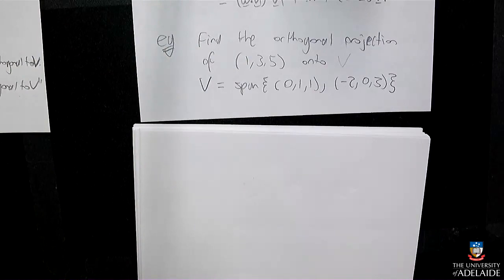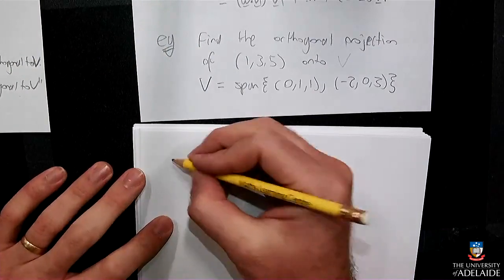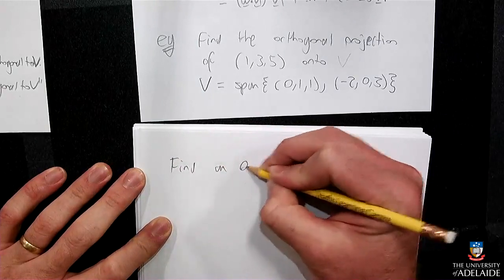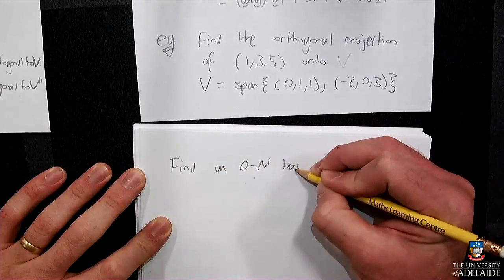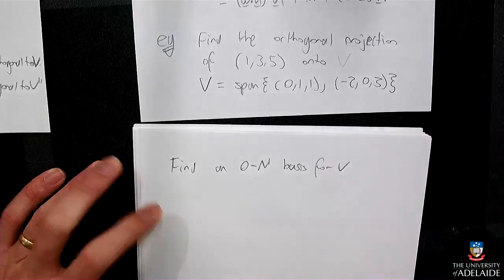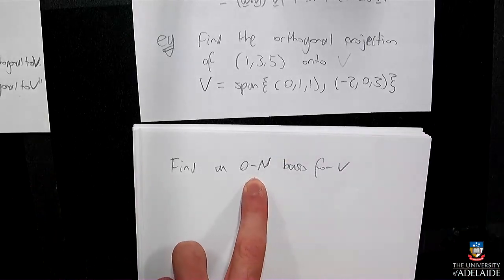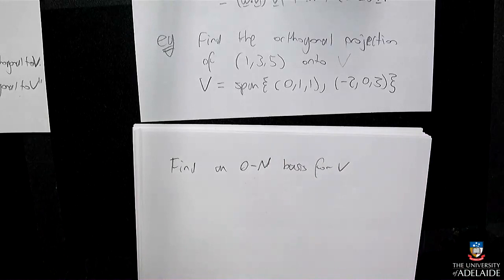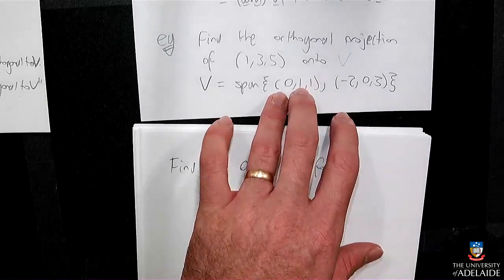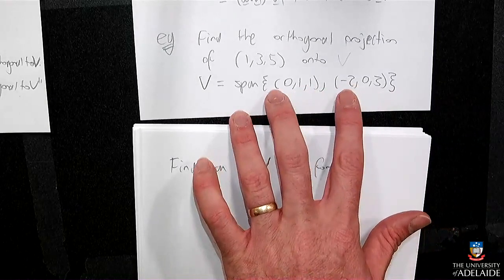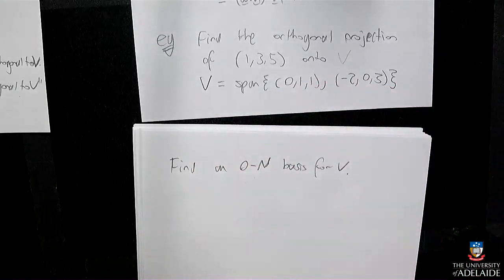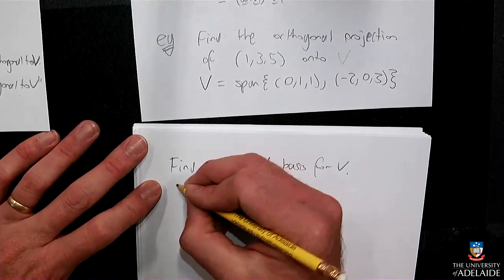Okay, so step 1 is I have to find an orthonormal basis for V. And it's perfectly okay to use ON as your abbreviation for orthonormal. So first I'll just check that they're not an orthonormal basis already. (0, 1, 1) dot (-2, 0, 3), I'll get 0, 0, 3, the dot product is 3, so they're not orthogonal, so it's not an orthonormal basis already. Okay, so I have to do the Gram-Schmidt process.